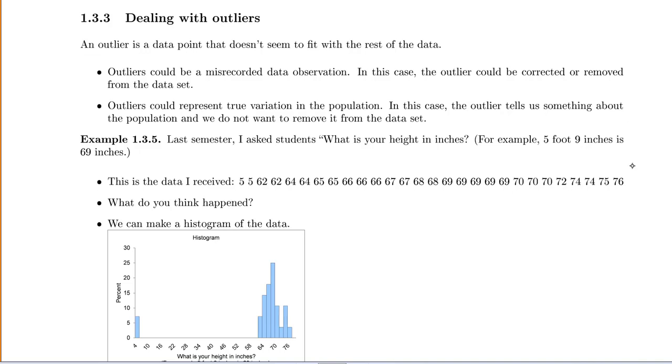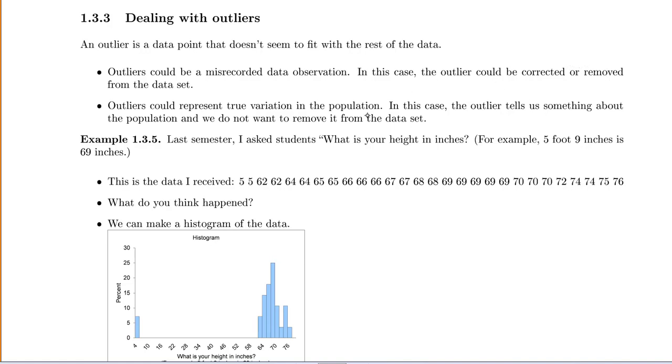Dealing with outliers. An outlier is a data point that doesn't seem to fit with the rest of our data. Now there's two ways we get outliers. One, outliers could be a misrecorded data observation. So just some kind of typo or mistake. And in this case, our outlier could be corrected or removed from our data set.